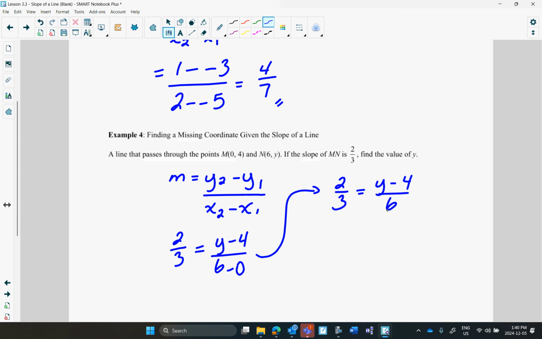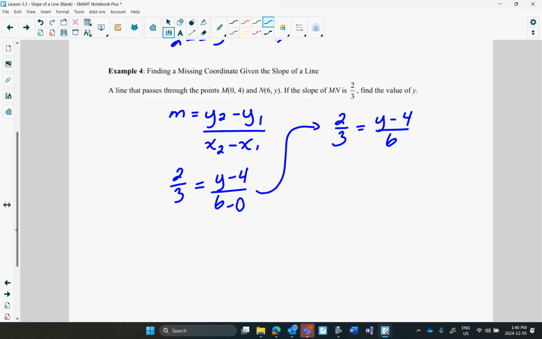Well, we have an equation. And it's a certain type of equation because I see fractions in it. Don't I want to get rid of the fractions? How do I get rid of the fractions? Multiply by the lowest common denominator. What would I multiply both sides by? The lowest common denominator of 3 and 6 is 6. So the 6s cancel each other out here. I'm left with y minus 4.